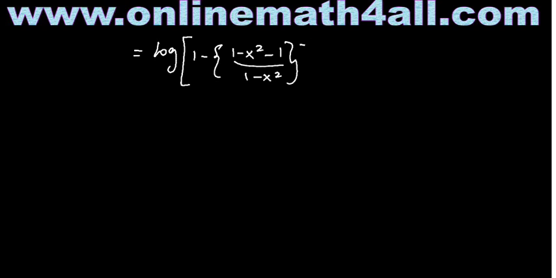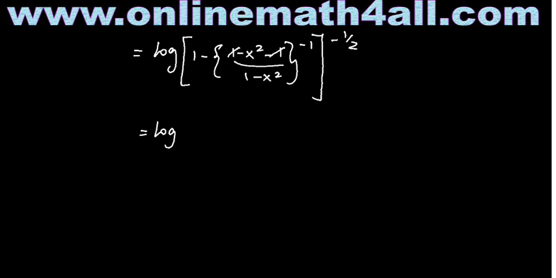So log 1 negative x square negative 1 over 1 negative x square to the power minus 1, whole to the power minus 1 over 2. Here positive 1 and negative 1 will get cancelled.